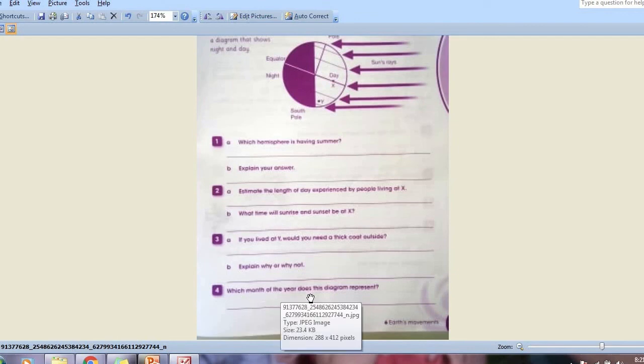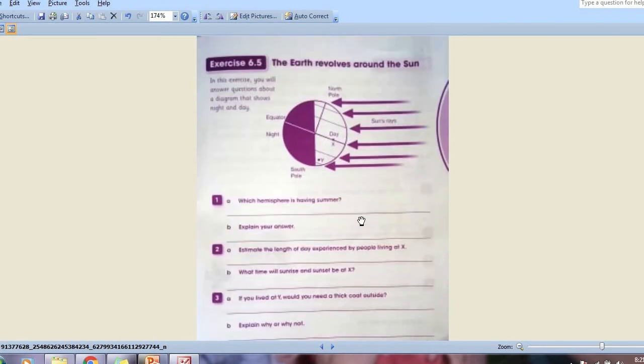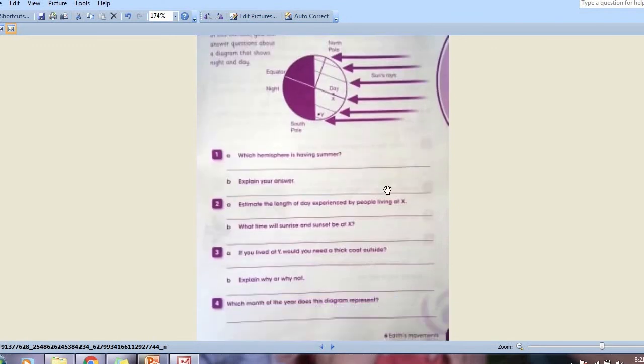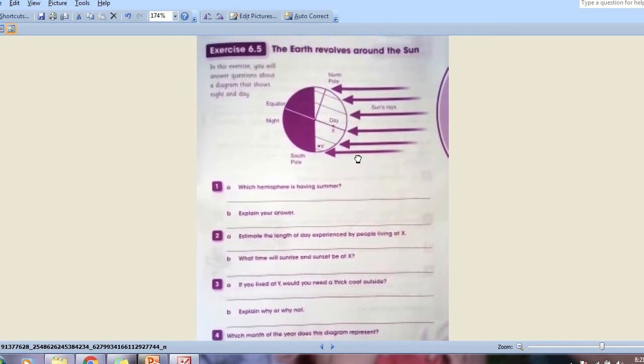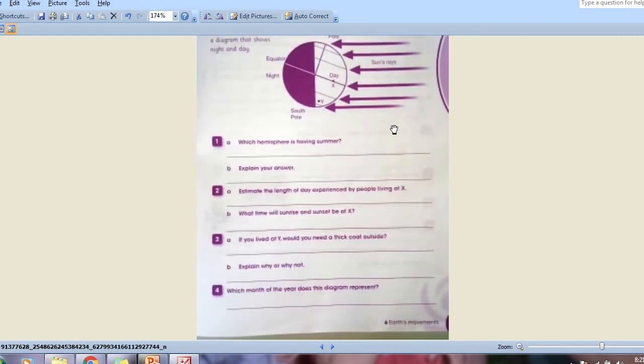And which month of the year does this diagram represent? Okay, so I guess you know the answer. Alright? So guys, please don't forget to submit your work, take a photo of this one with your answer of course, and send it to this one.